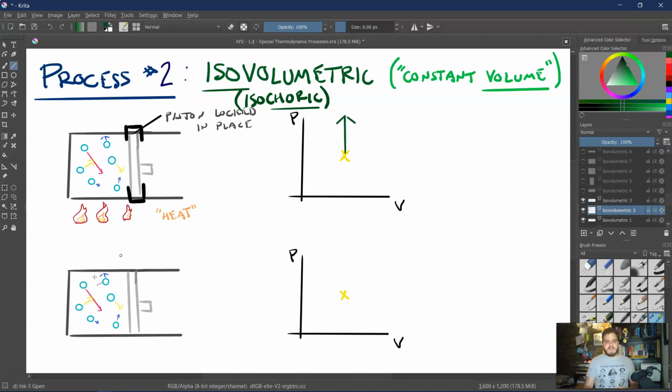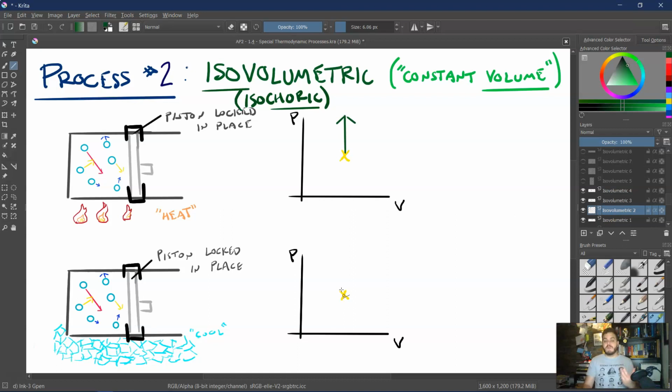Similarly, I could have a situation where instead of heating it, once again, I'm going to lock the piston in place, but instead I'm going to cool it. And now the pressure is going to go down. And once again, there's going to be no change in volume. So this would be an example of isochoric heating or isovolumetric heating, and this would be isovolumetric cooling. So let's look at the specifics of the situation now.